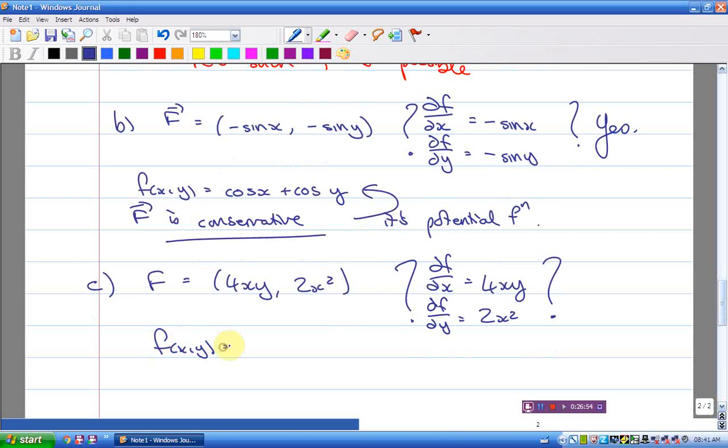You're working backwards. Absolutely, you're working backwards. You're saying, this is the result of the derivative. What did I start with? And that will give you what you started with. So F is conservative.